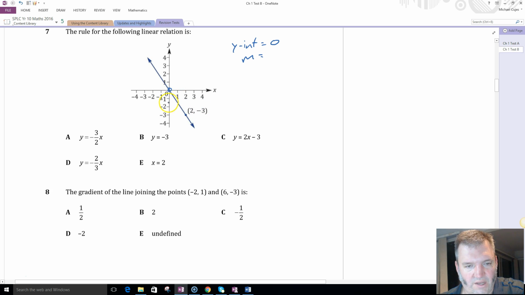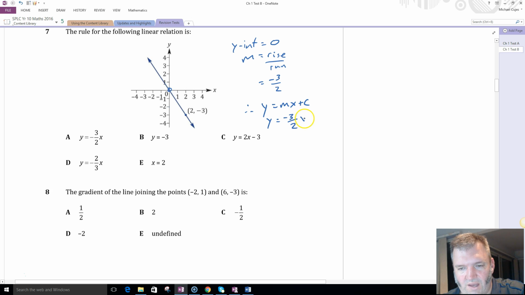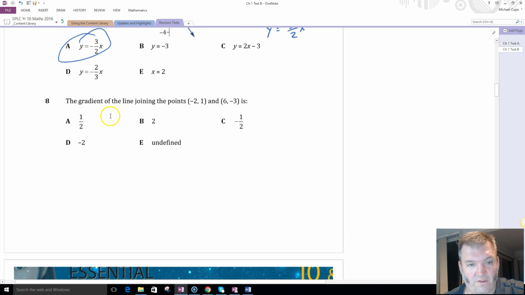So to get there, we've gone down 1, down 2, down 3, and across 2, remembering that a gradient is rise over run, which in this case is down 3 and across 2. Since y equals mx plus c for any straight line, except for those tricky vertical ones, we just fill in the blanks. Y equals negative 3 over 2x, and c was 0, so negative 3 over 2x. There we have it.